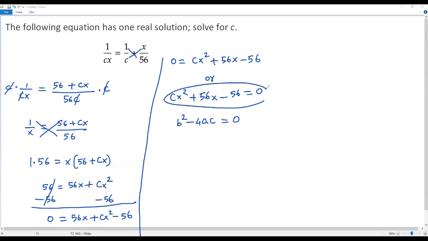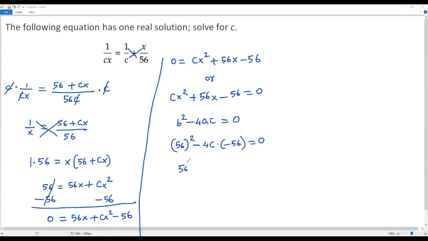So we got this quadratic equation from the given equation. So this quadratic equation has only one real solution. Then the value of the discriminant is 0. So here the b is the coefficient of x, that is 56. We can plug in this 56 for b. Negative 4 times a, where a is the coefficient of x square, that is c. And this c is the constant term, that is negative 56, equals 0.